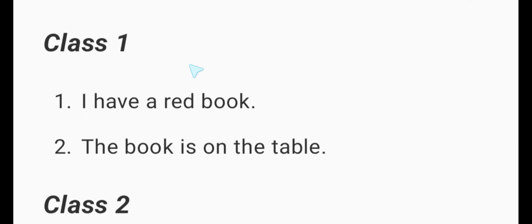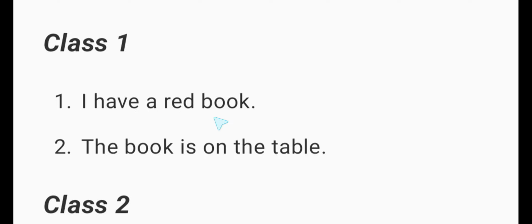How to make sentences using the word book as a noun from class 1 to 5. For class 1, I have a red book. Here, the main verb is have. Who have I? So I is subject. What have book? A red book. What have a red book?